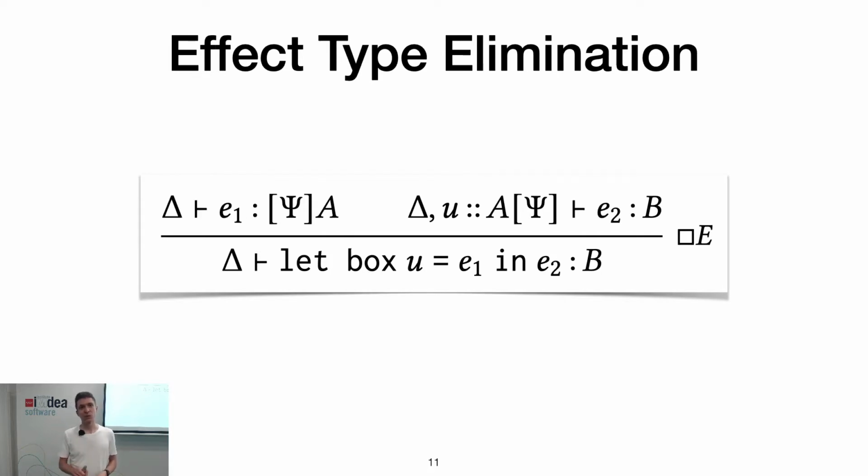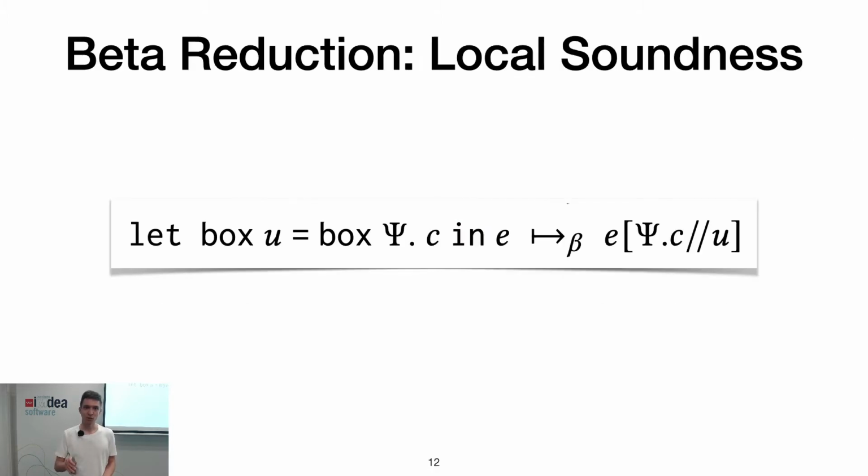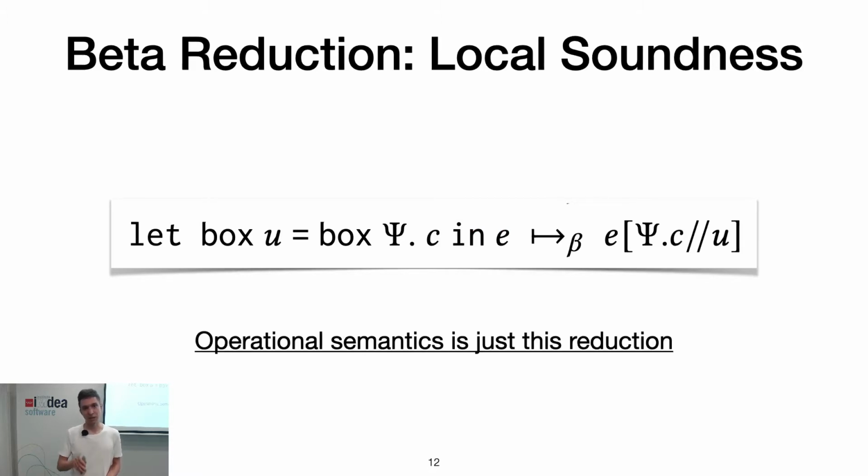It is a let form, and it works by binding a term of a box type to a variable, and then using this variable in another term. Note that it is just a variable rule, essentially. It gives you a variable. And it is very crucial for our semantics, because it is the only beta reduction that we have in our semantics.